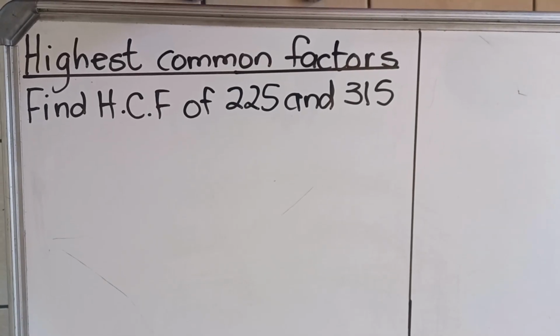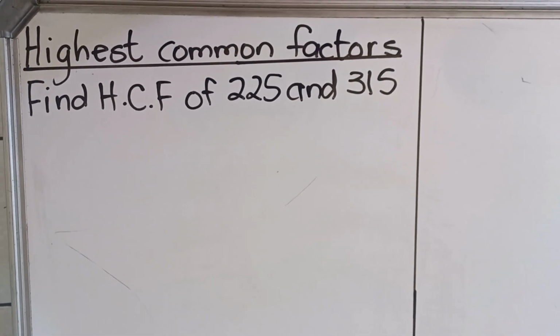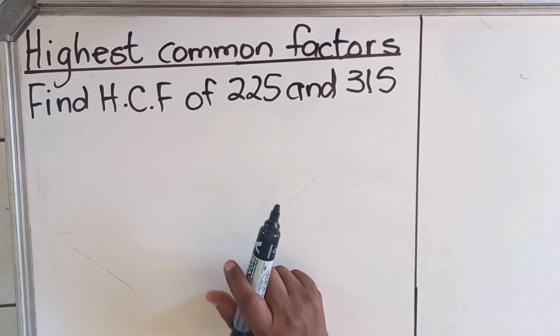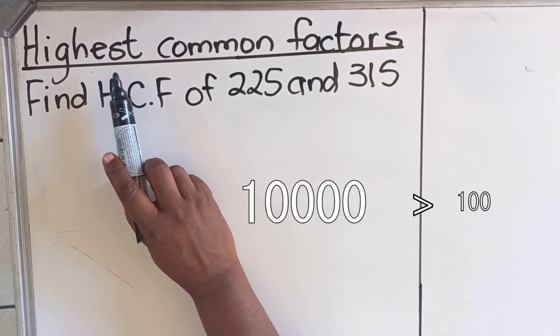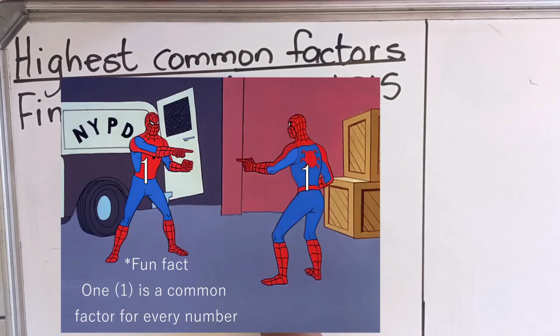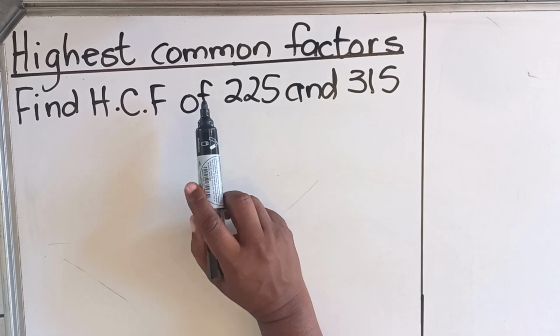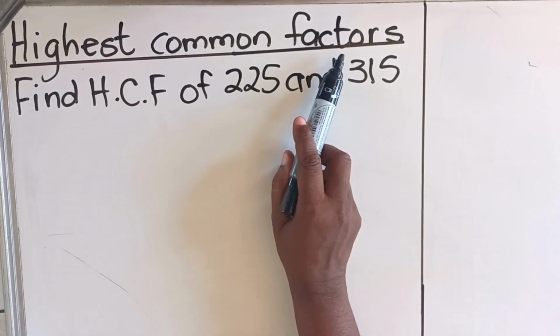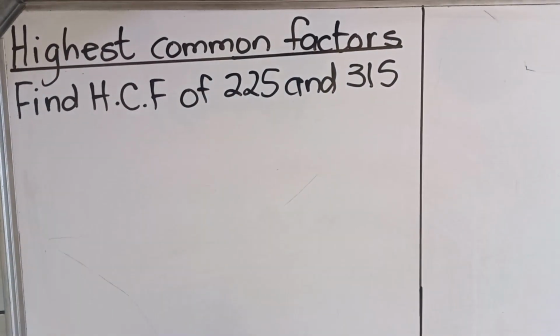Hello everyone, in this video I'm going to show you how to find the highest common factor. I'm going to explain a few words. Highest means it should be the biggest number. Common means it's the same, so they're going to ask you about 2 or 3 numbers. Factor: a factor is a number that we multiply to get that number.